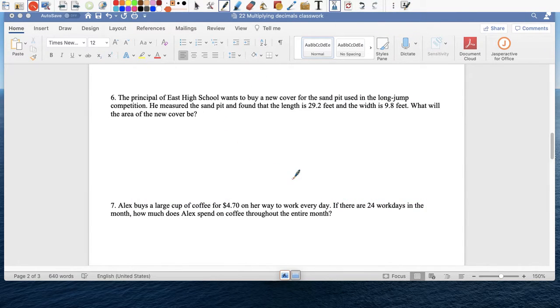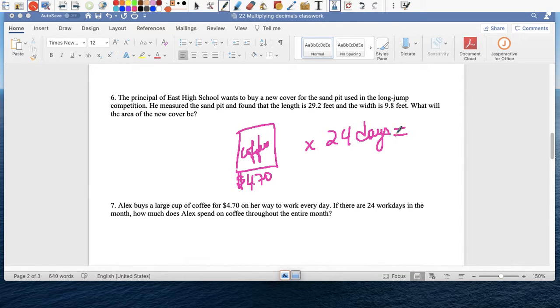Alex buys a large cup of coffee. So vaso de café is $4.70. My God, that's expensive. Every day. So she does that every day. She buys 1 cup of coffee and pays $4.70. In 1 month, she went to work 24 days. Right? 24 days. ¿Cuánto gastó en café? How much did she spend on coffee that month?